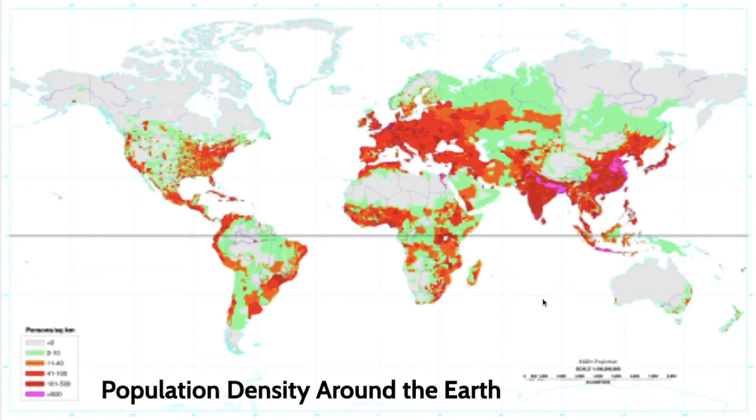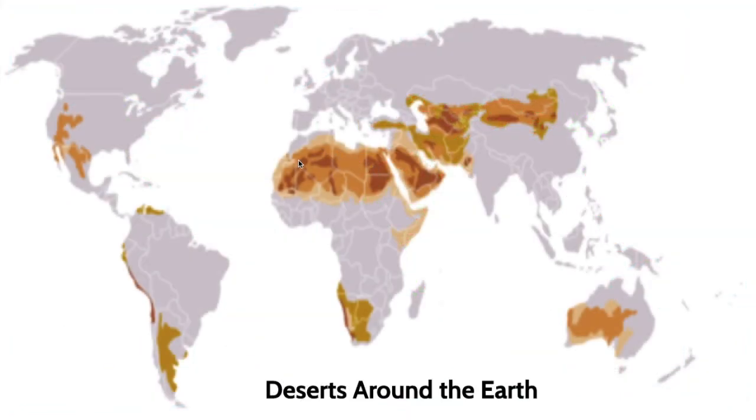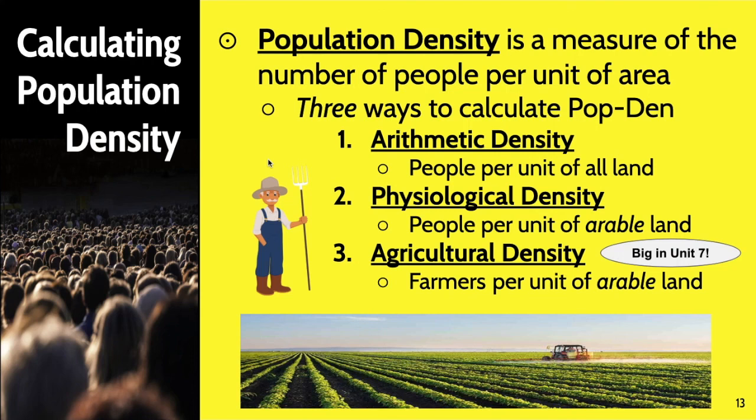So because of those deserts, these are physical factors that are leading to a distribution of the population that is very low in these areas and very high in the areas that are physically more suitable for people. So, when we talk about population density, that's the number of people in a given area. But there are actually 3 ways to measure population density.